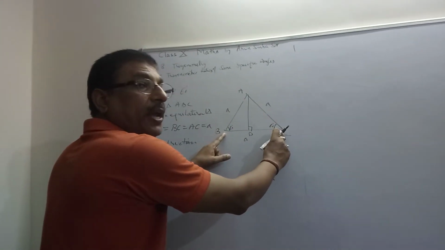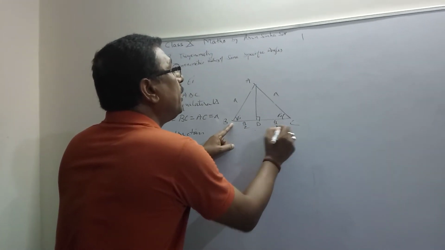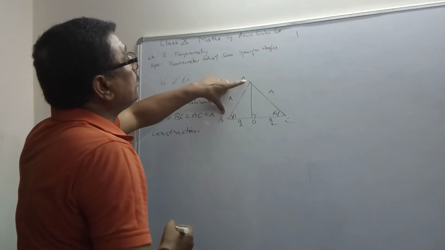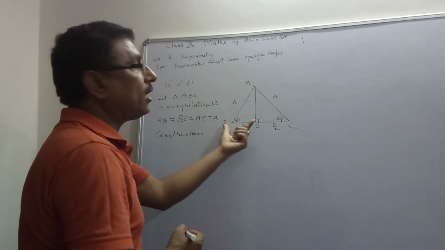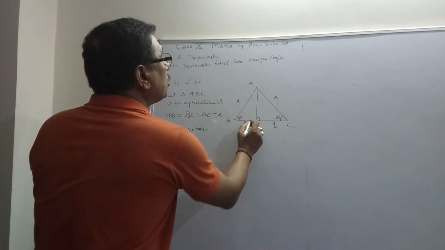The whole length is A, so this length will be what, children? This length will be A by 2 and this length will be A by 2. Now you can see this whole is A, its half will be A by 2. Now we have to calculate this AD. So can you see, children?